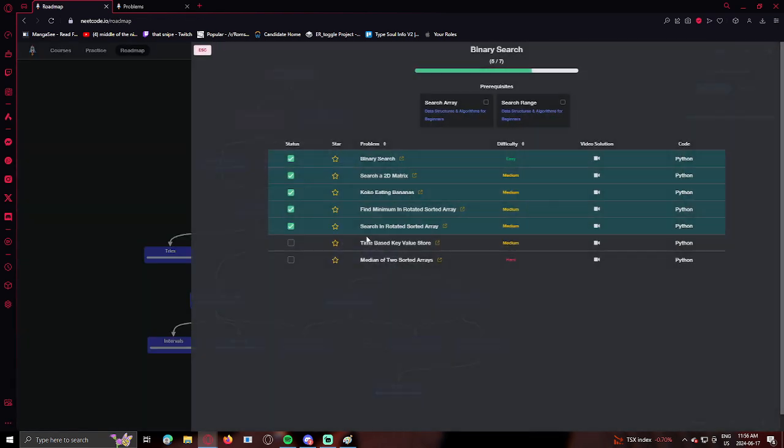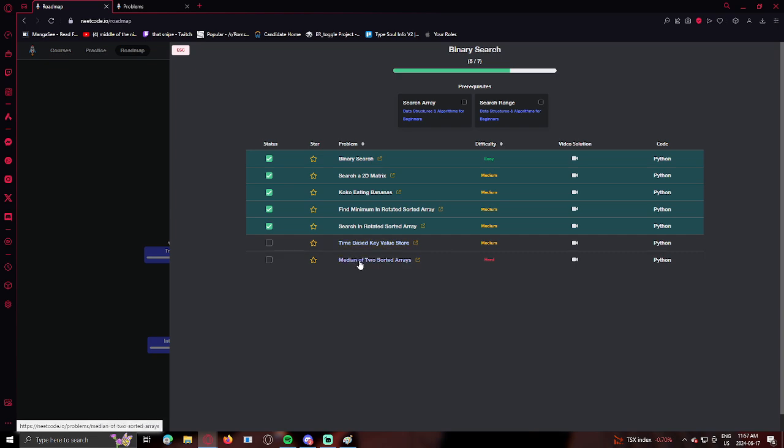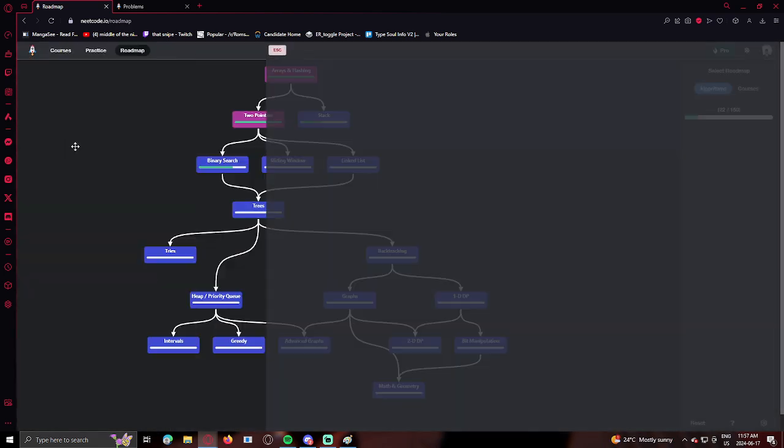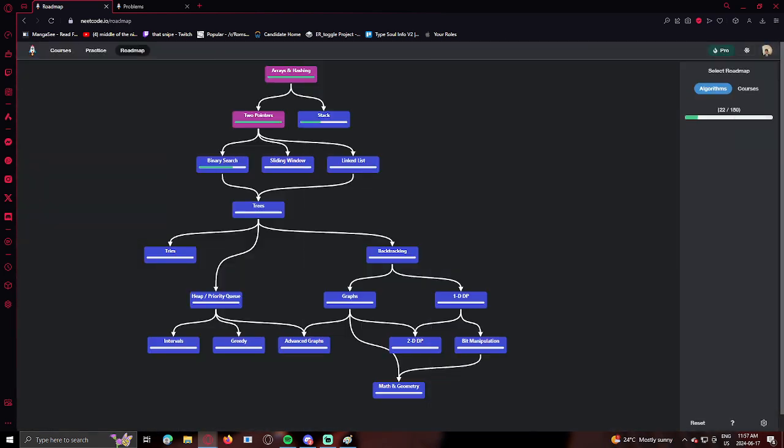There's only, I think, 2 more. So time-based key value and median of 2 sorted arrays, which we'll do tomorrow and the day after. And then we'll probably return to stack, even though I don't like stack. But, yeah. See you tomorrow.